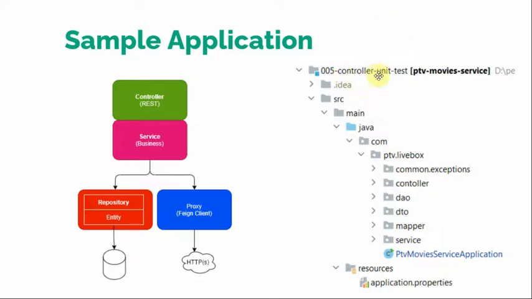So this is an example. You can download it from GitHub, I'll show you shortly. This is the structure, where we have main, com, and ptv.livebox. PTV is the name of the company for which we usually write this code. Livebox is the project, product, or platform that we are building. Then we have the common section with exceptions, controller, DAO layer, DTO, mappers, and services. We will talk about them step by step.